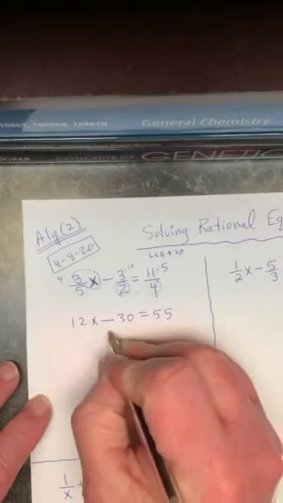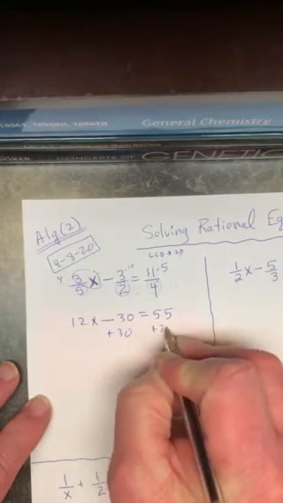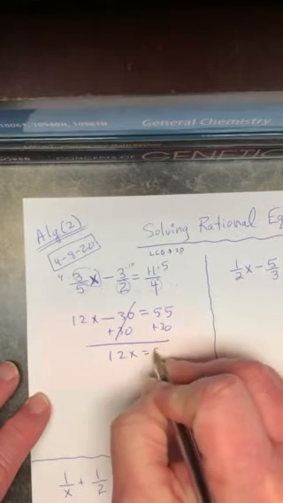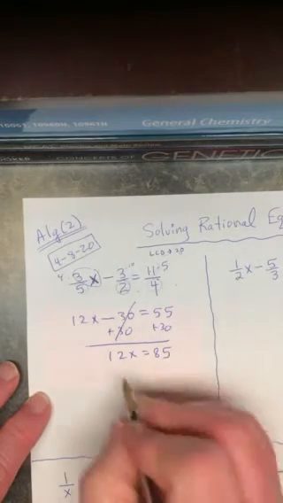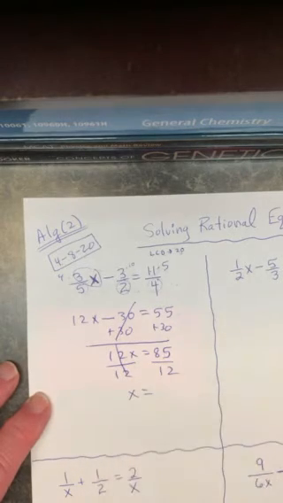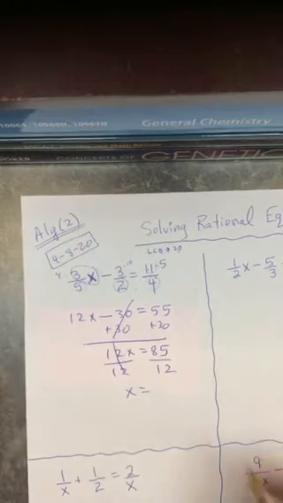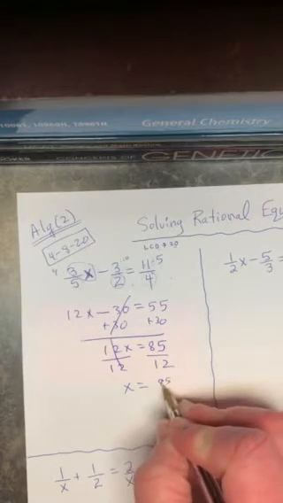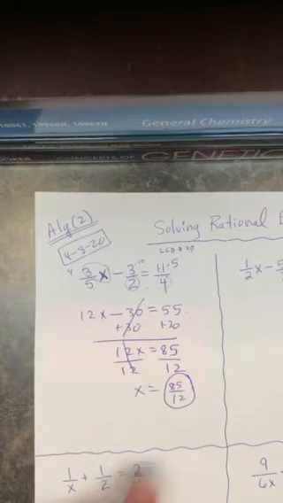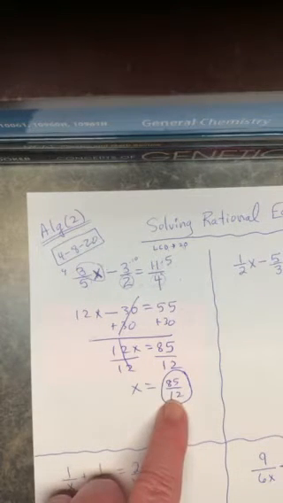So now I add over the 30. 30s are gone. 12x equals, what is that, 85? Divide by 12. And guys, you don't need a calculator. You can just leave it in fraction form. 85 twelfths, I don't think even reduces. We just leave our answer. Who would have thought that the missing number in that equation was 85 twelfths?